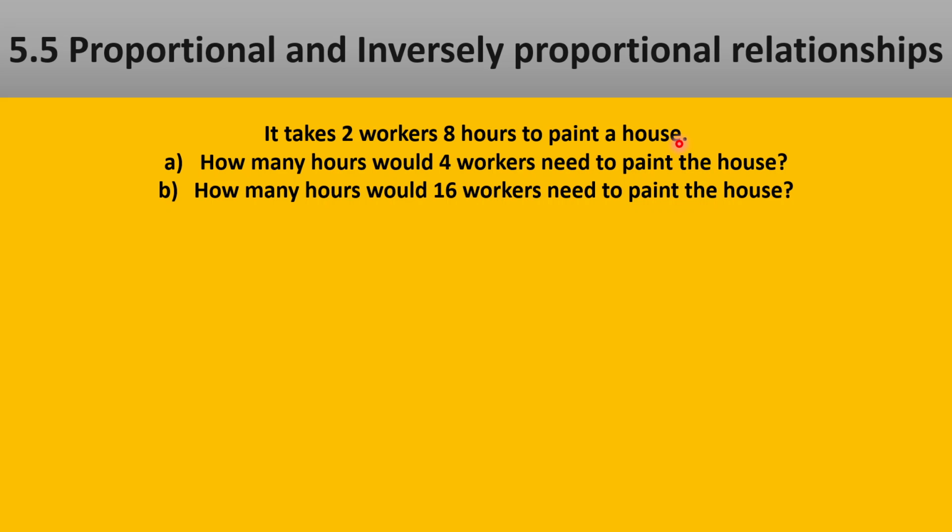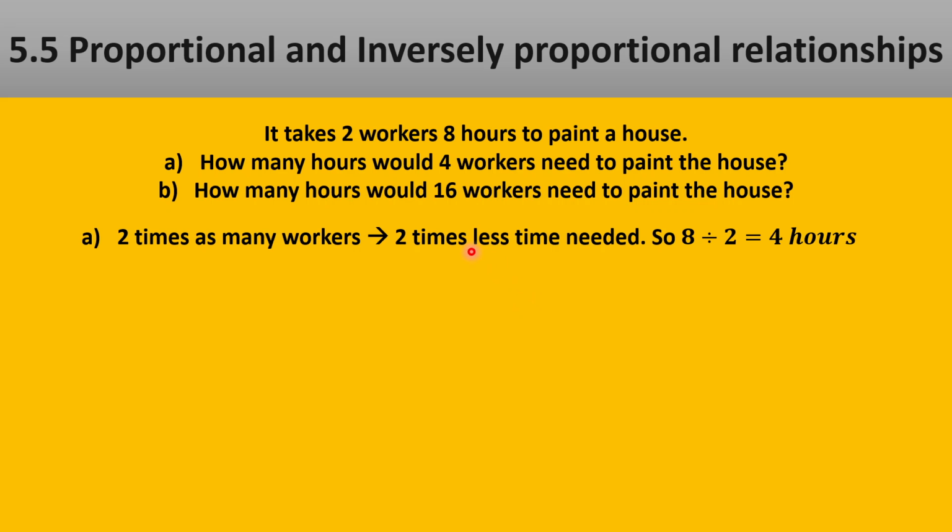Okay. This looks like some kind of ratio at first, but watch out that you don't make a common mistake here. Please don't say, well, 2 workers need 8 hours, so if I have twice the workers, it would also take twice as long to paint a house. Hopefully you will hear the mistake, which I'm saying right now, right? 2 times as many workers in this case doesn't mean twice the time needed. No, 2 times less time needed. So instead of needing 8 hours to paint a house, I can now say I need 8 divided by 2. I only need 4 hours to paint the house.